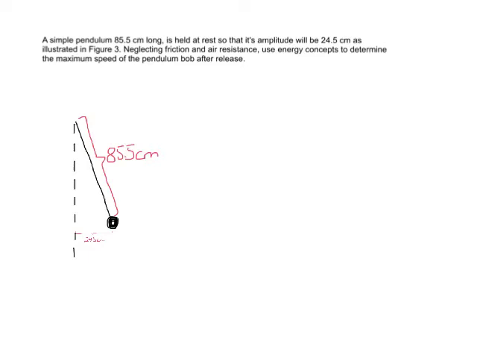Okay, class, so this is question number 7 found on page 197 of your textbook. It's a simple conservation of energy question that involves a pendulum, 85.5 centimeters long, which is held at rest. So that's 24.5 centimeters in amplitude. It says neglect friction and air resistance. Use energy concepts to determine the maximum speed of the pendulum after release.